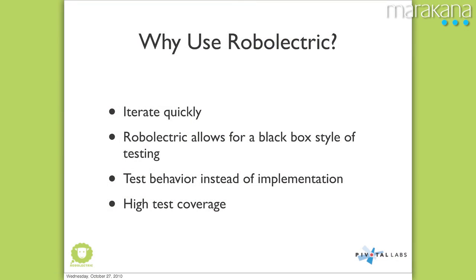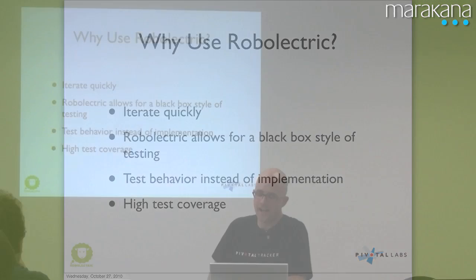Okay, so why do we want to use Robolectric? We can iterate quickly. Robolectric will allow you to write black box style tests. So you can just test, when I click this button, what happened behaviorally with the code, with the state of the world after this behavior has taken place. And you can test all of your code versus just code that you see.